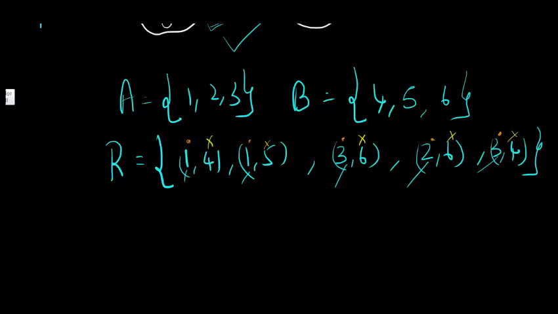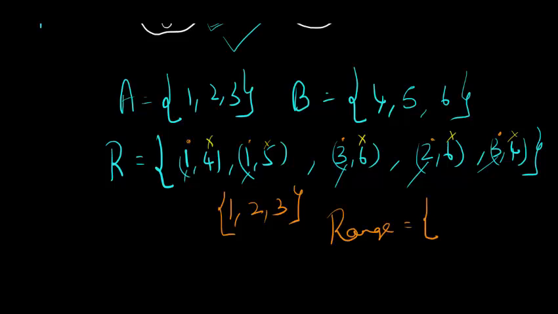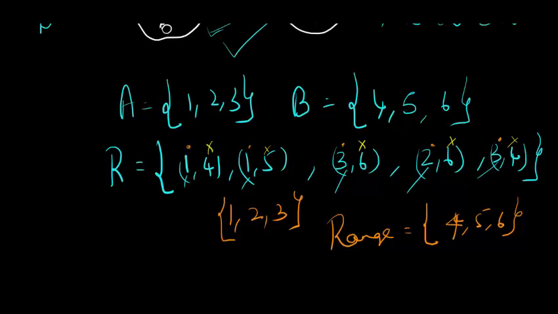So what is the domain in this case? Can you tell me? It's 1, 2 and 3. That's my domain. And what is my range? My range is going to be 4, 5 and 6. It's the entire set B. And the codomain is simply the set B, or the second set. With that being said, I think we have now clearly understood what a relation is.